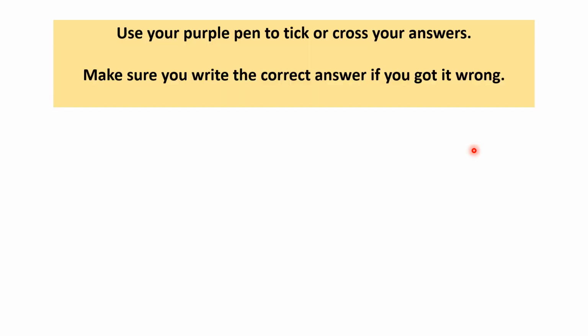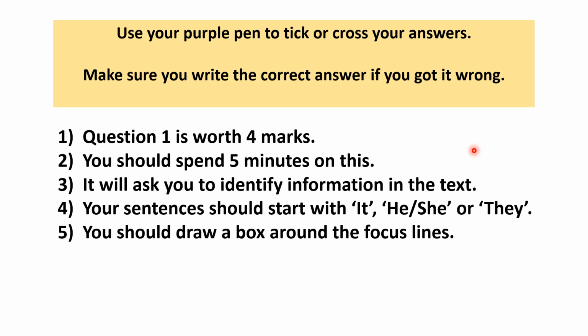Okay, if you're back, that means you are ready to correct. So grab your purple pen, tick across your answers and make any corrections. All right, question one is worth 4 marks. Only need to spend 5 minutes on that. It's focusing on AO1, so identifying information. Where possible, you should always start with it, he, she or they. And you should always draw a box around the focus lines. Okay, correct your answers. Pause the video if you need a second to do that now.